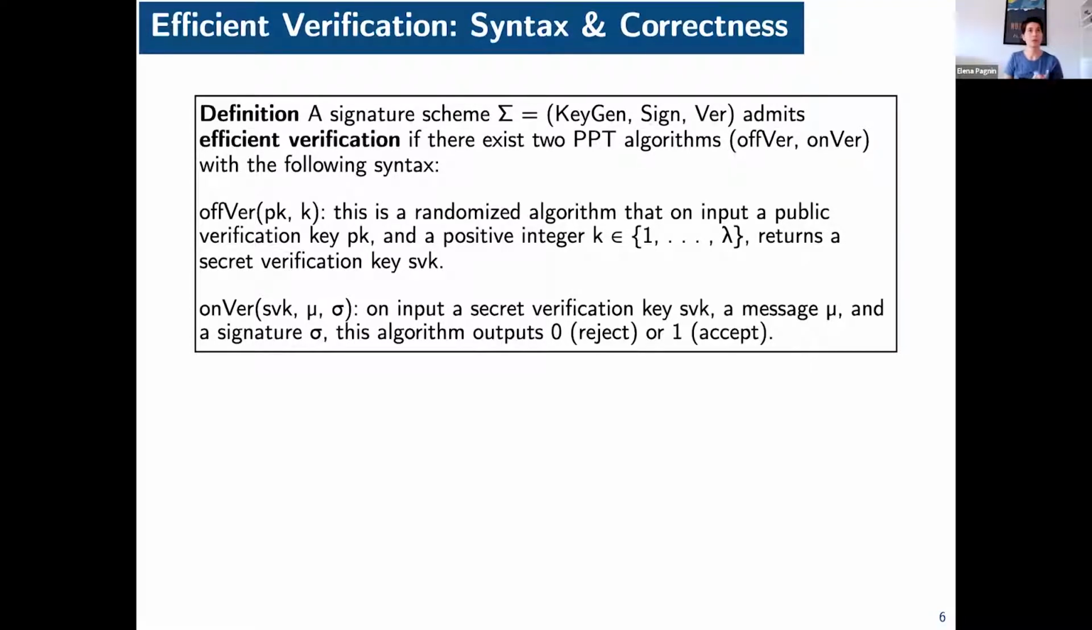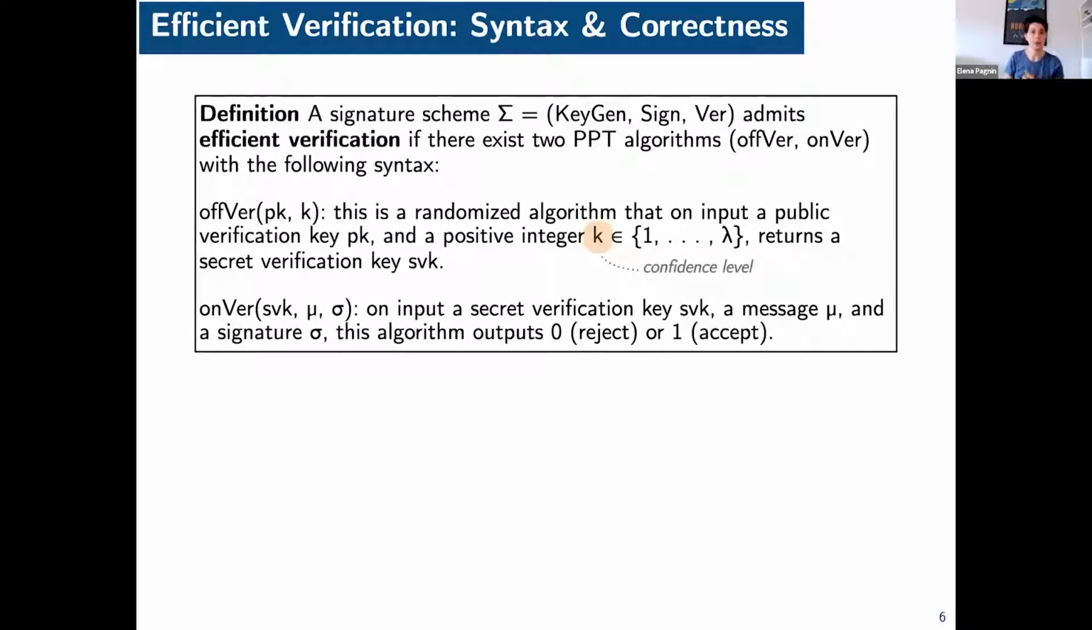following syntax. So the offline verification will take as input the public key and a value k. So k you can think is an integer between 1 and the security parameter lambda, but usually it is 1, 2, 3, 4, 5. And it's giving you essentially the confidence level at which you want to perform your efficient verification. And then the online verification, which is the efficient one, takes as input the output of the previous algorithm, so the short verification key, message and signature, and says 0 or 1. Are you correct or incorrect?